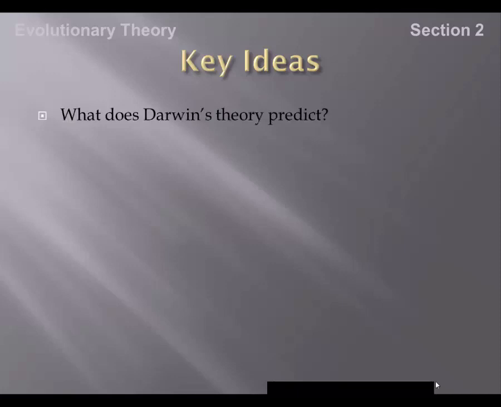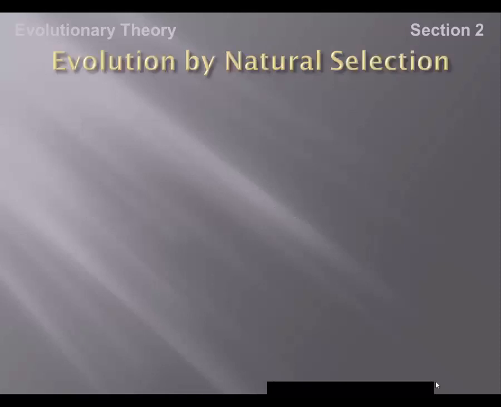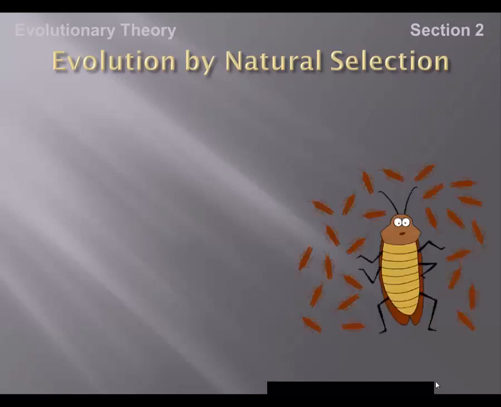So our key ideas in this section. What does Darwin's theory predict? Why are Darwin's ideas now widely accepted? What are the strengths and weaknesses of Darwin's ideas? So evolutionary theory by means of natural selection.